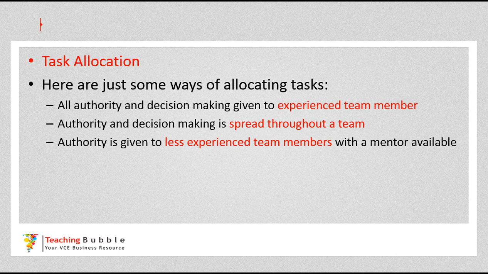We could give all the authority and decision making to an experienced team member, and that makes sense. They've got the experience to do it before. We know they'll do a good job because they've got a good track record, so give it to them again. Or we could give authority and decision making throughout the whole team to help them work as a team together. Or we could give authority to less experienced team members and give them a mentor available so that they can ask for advice.